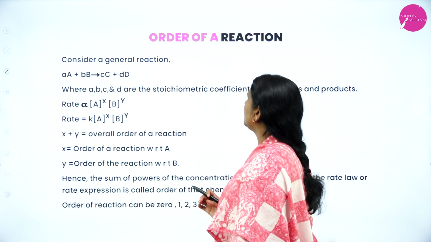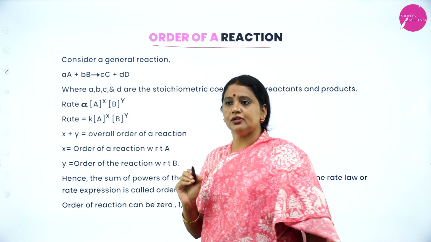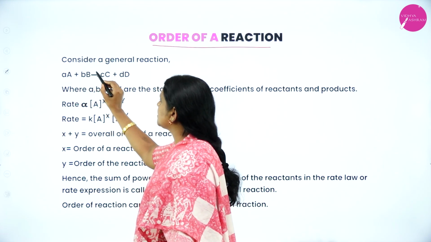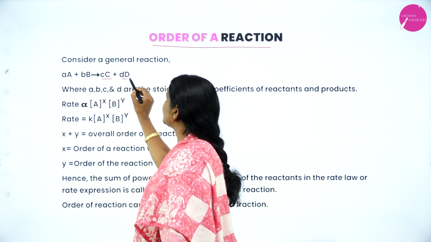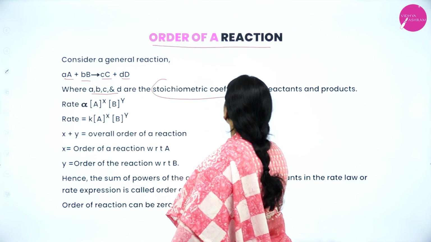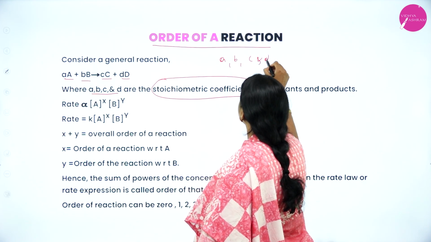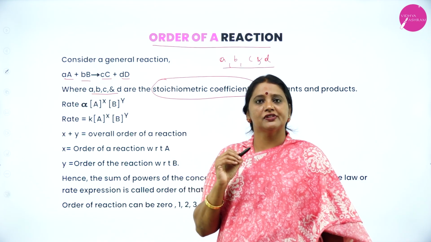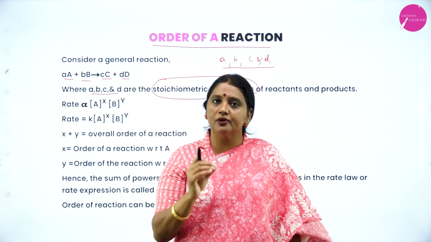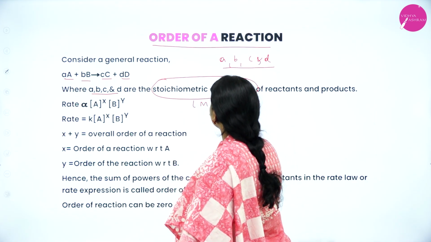If I want to explain order of a reaction, already you know a general reaction of the type a moles of A reacts with b moles of B to give rise to c moles of C as well as d moles of D, where small a, b, c, d are called stoichiometric coefficients of reactants and products.